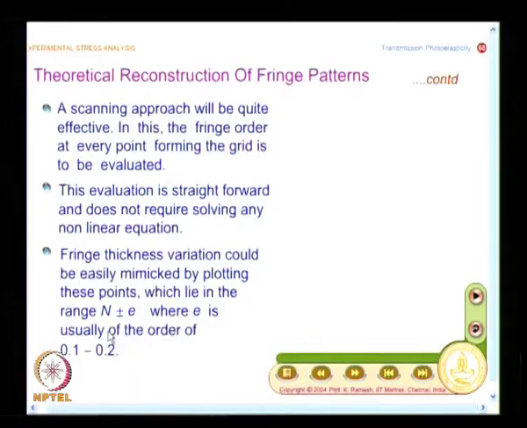So, you do not plot a fringe of fringe order n, but you plot a fringe order of n plus or minus e, a small value. If I take a very large value of e, I can adjust, it is equivalent to high contrast processing or low contrast processing of your images, that kind of an effect it will show, and that is what is shown here as an animation.